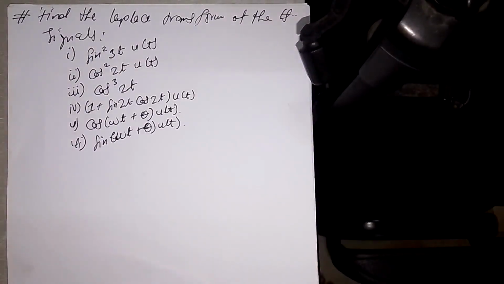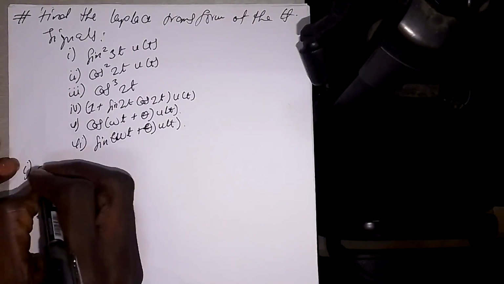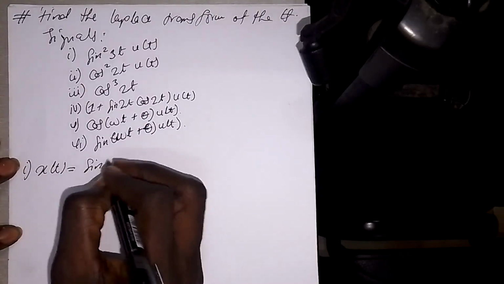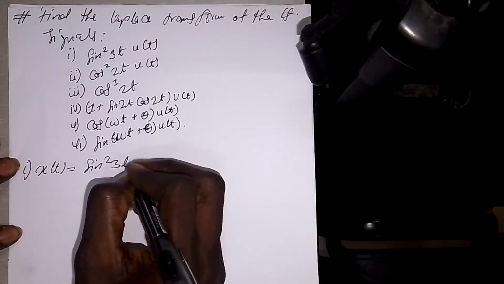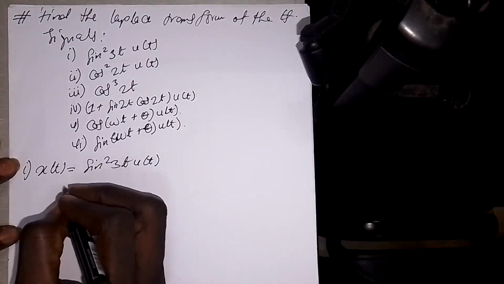Let's take a look at these signals and then let's find their respective Fourier transforms. Okay, so let's see the first one. In the first one, we have x of t equals sine squared 3t times u of t.